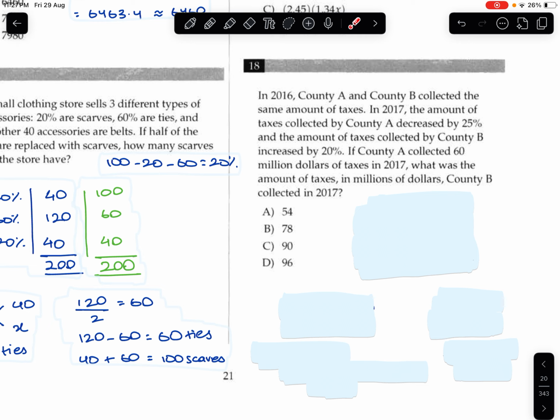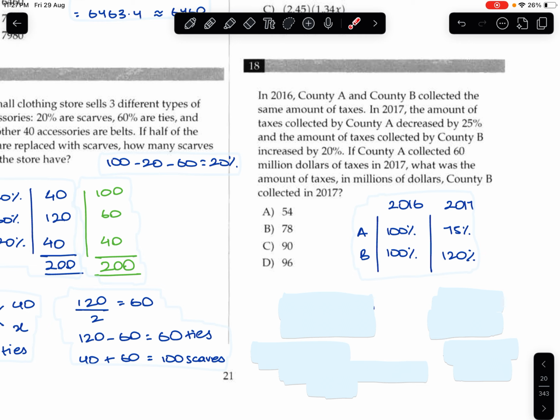Now let's see. In 2016, they collected the same amount, right? So we can call that amount X. Now, let's make another table again. If in 2016, they are collecting the same amount, they both have 100%. In 2017, A is decreasing by 25%, so we are now down to 75%. And B is increasing by 20%, so we are bumped up to 120%.